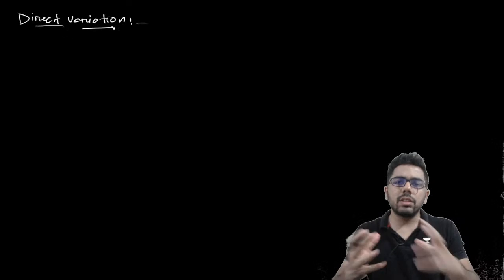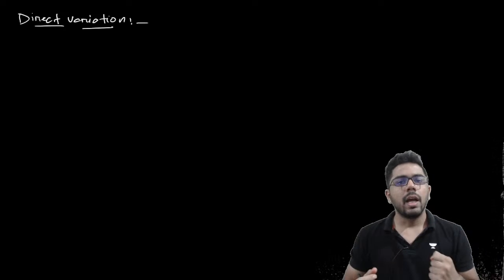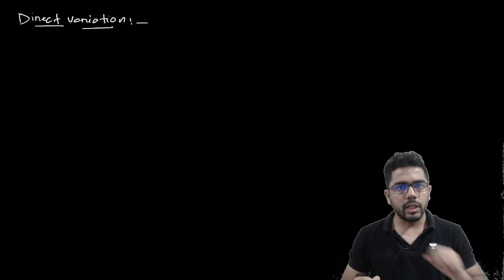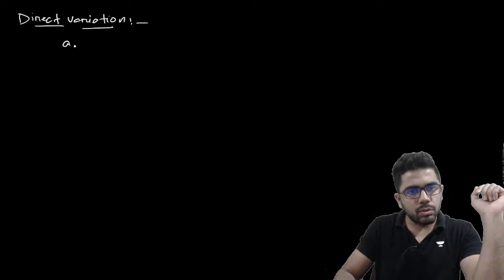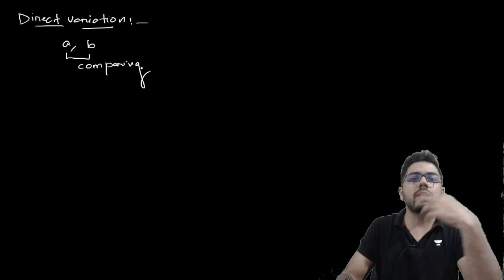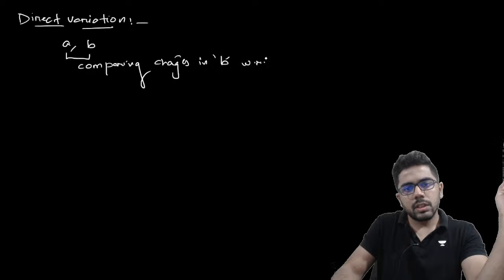Now the word variation means it's not constant. Two things will compare and we'll try and see how do they vary with each other. Direct variation का मतलब ये है, suppose I have two entities A and B. I'll compare the changes in B with respect to the changes in A. Comparing changes in B with respect to A.